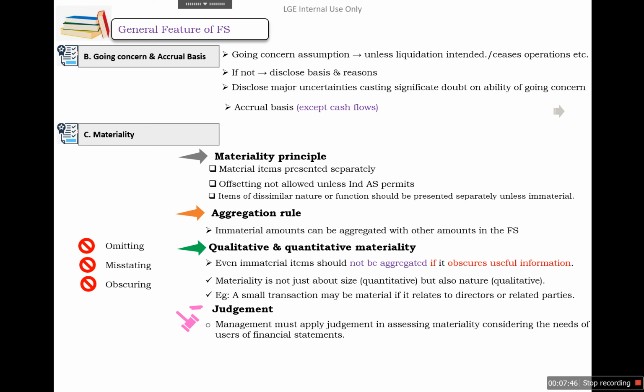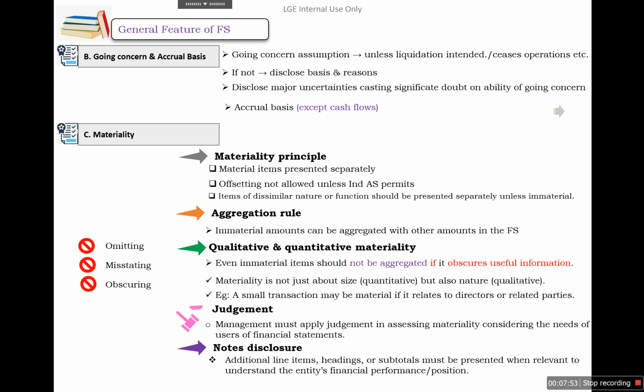Management must apply judgment in assessing materiality, considering the needs of the users of the financial statements. And we may present additional line items, headings, subheadings when relevant to understanding of the entity's financial performance and position.